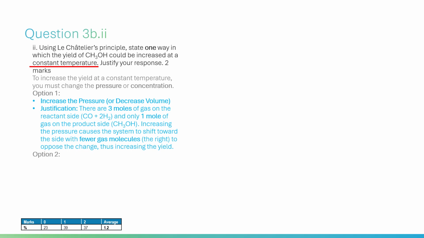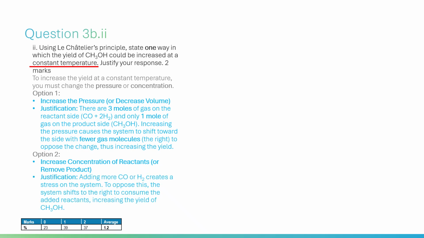Option 2, increase concentration of reactants, or remove product. Justification: adding more CO or H2 creates a stress on the system. To oppose this, the system shifts to the right to consume the added reactants, increasing the yield of CH3OH.